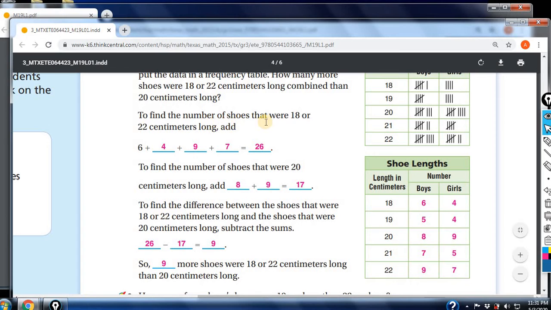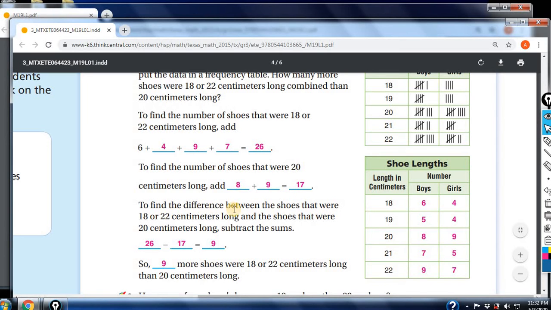So to find the number of shoes that were 18 or 22 centimeters long, 18 and 22, so we're going to add what? 6 plus 4. And then 22, we're going to add 9 plus 7, and that gives us 26. To find the number of shoes that were 20 centimeters long, 20, so we just add the boys and the girls at 17.